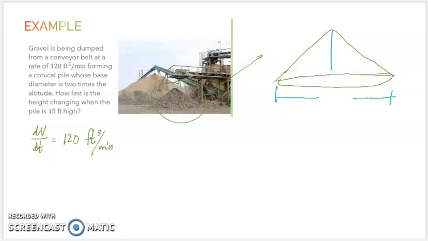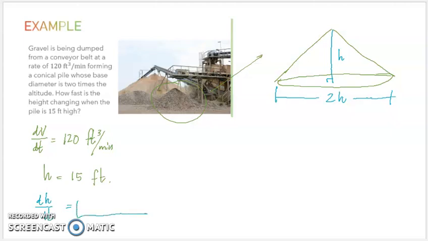So let us suppose this is our altitude, and that is h. So the base diameter is twice h. Okay, so we're looking for how fast the height is changing when the pile is 15 feet high. So we have an h given also as 15, the height of the conical pile, and we are looking for the derivative of the height with respect to time.